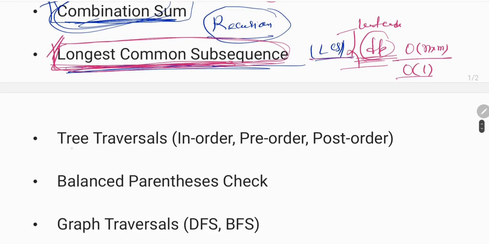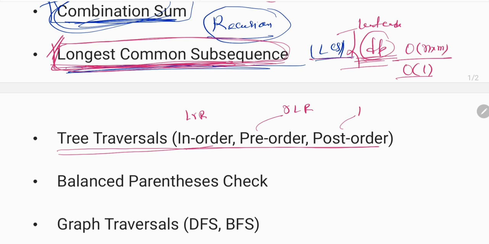And tree traversals, like in-order traversal in interviews. In-order traversal is what? Left, root, right. Pre-order is root, left, right, and post-order is left, right, root. So you must remember the concept of in-order, pre-order and post-order, because in your interview the interviewer will ask you to write the syntax of in-order, pre-order and post-order traversal in your code. So simply practice it.